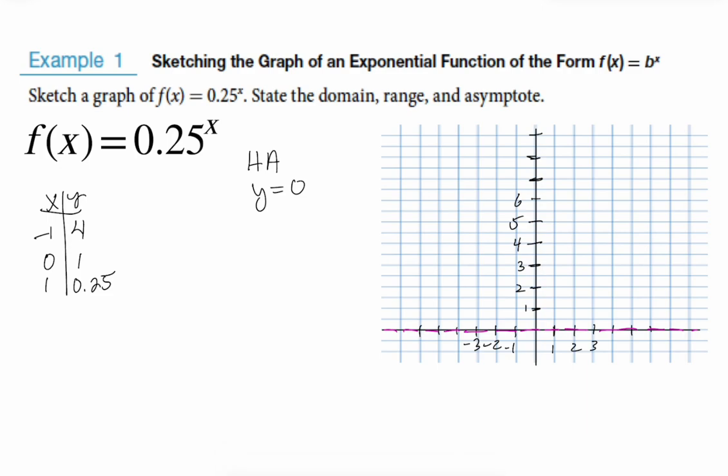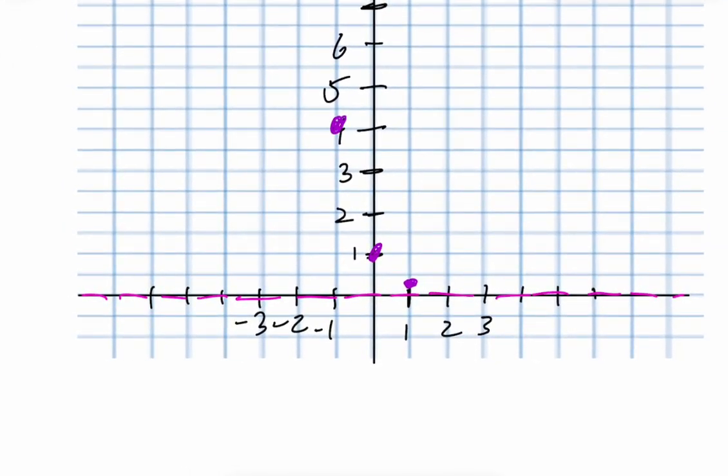Okay, so now that that's on there, we've got some points. Let's go ahead and put those points on the graph. At -1, we are up at 4. At 0, we're at 1. And at 1, we're at 0.25. So those are our points, and our graph looks something like that.